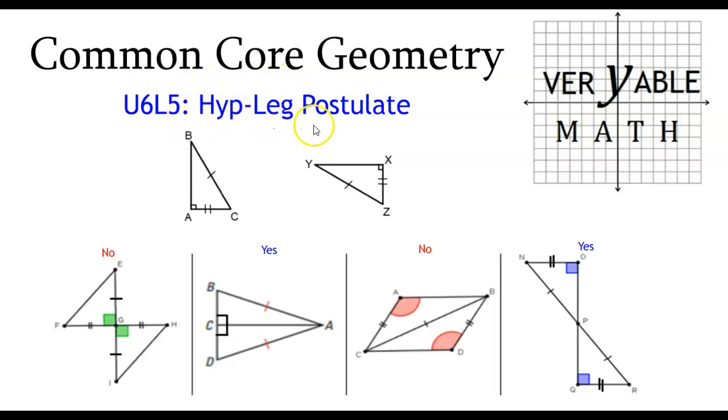It's called the Hyp-Leg or hypotenuse leg postulate, sometimes abbreviated HL, and it's very useful when you're looking at two triangles that happen to be right triangles. We're going to be talking about how to use this in proofs, how to mark up diagrams, and how to spot when we're using Hyp-Leg and when we're not.